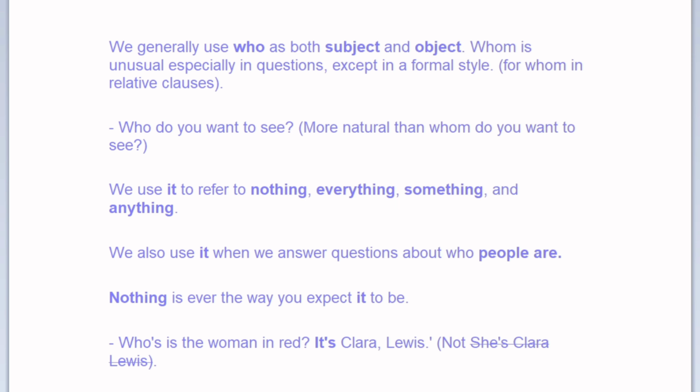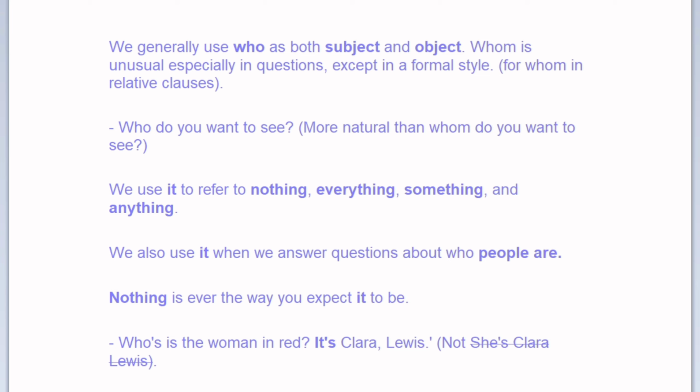We generally use who as both subject and object. Whom is unusual, especially in questions, except in a formal style, for example after a preposition or in relative clauses. Who do you want to see? is more natural than whom do you want to see? We use it to refer to nothing, everything, something, and anything. We also use it when we answer questions about people, or when nothing is ever the way you expect it to be.